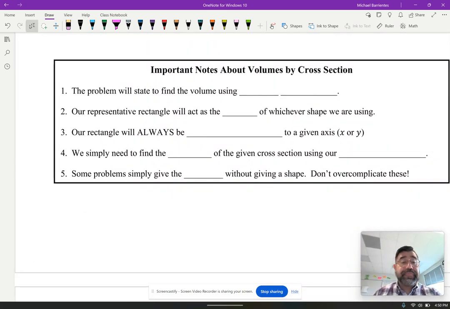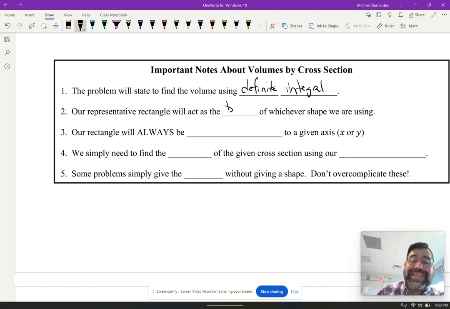Okay, so a couple of things. Whenever you read an AP problem that has to do with a volume by cross-section, they're going to tell you to find the volume using a definite integral. So we're going to practice setting up definite integrals to do that. Our representative rectangle will act as the base of whatever shape that we're using, right? Because if you think of standing up a slice, the slice has to have a little bit of width, right? So that base is going to be where I'm going to put the slice or cross section.